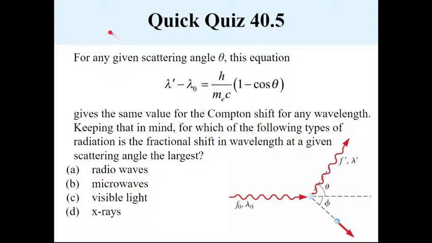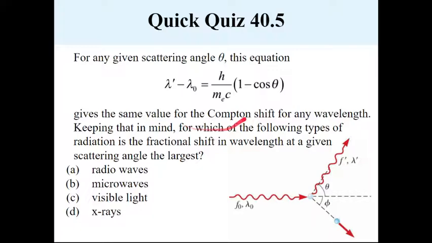So this question is just asking, if you're trying out different types of radiation to scatter off electrons, which of these will have the biggest fractional shift? So fractional shift just means the total shift in wavelength over the original wavelength. And this is the total shift, right?